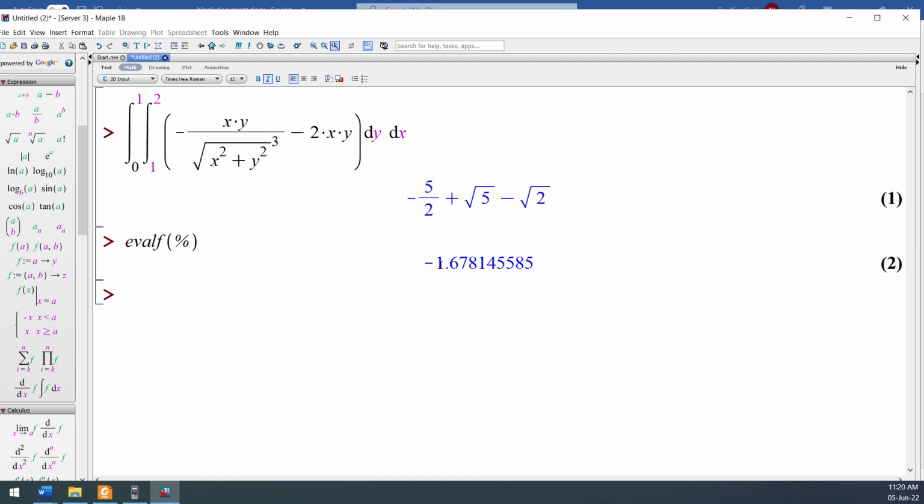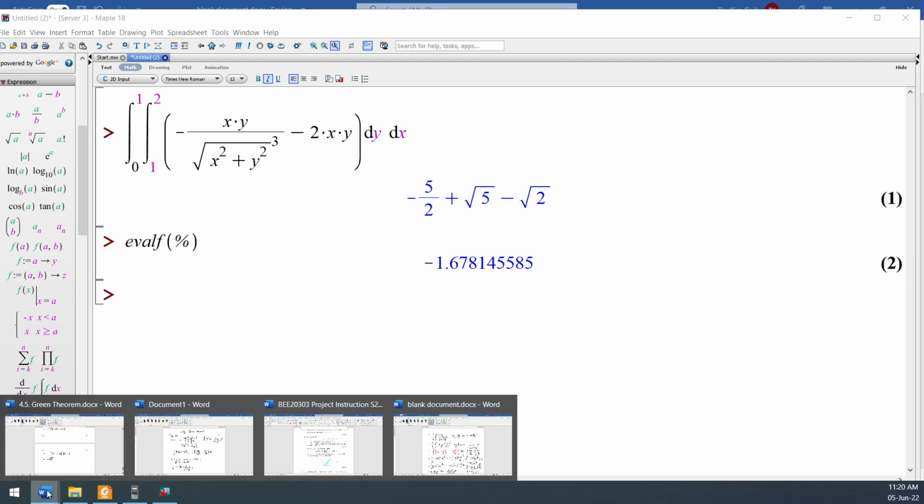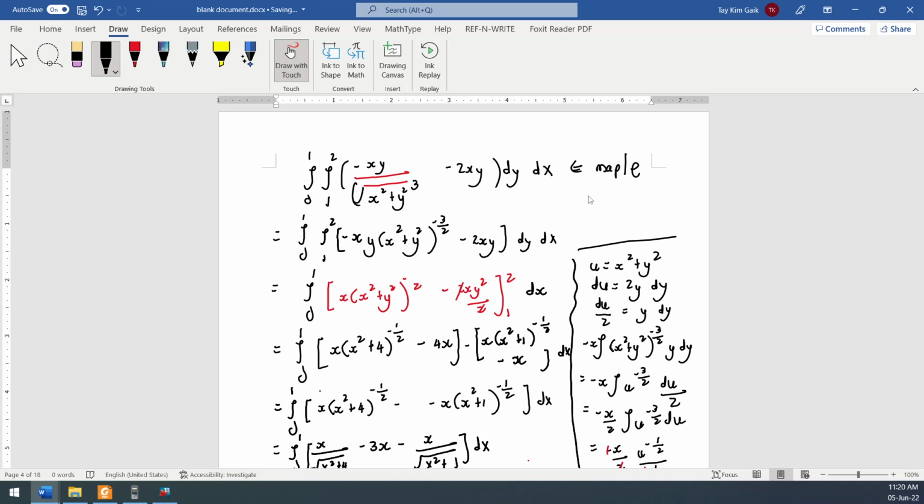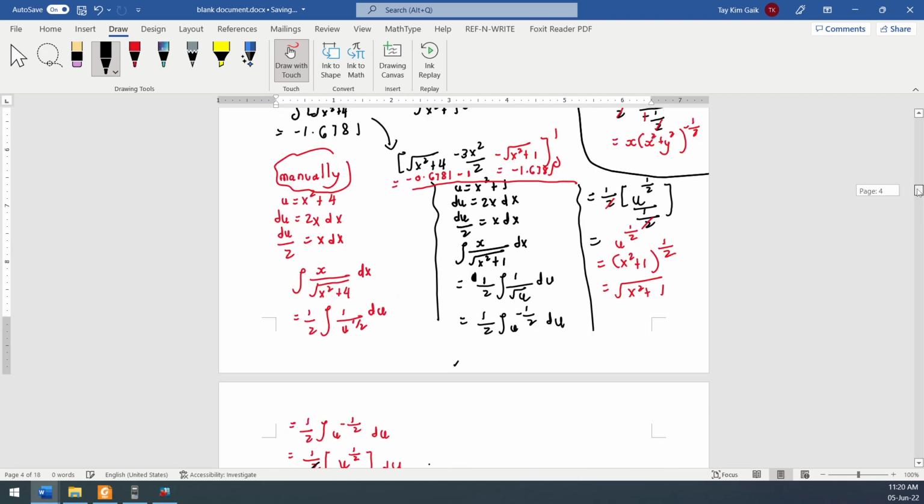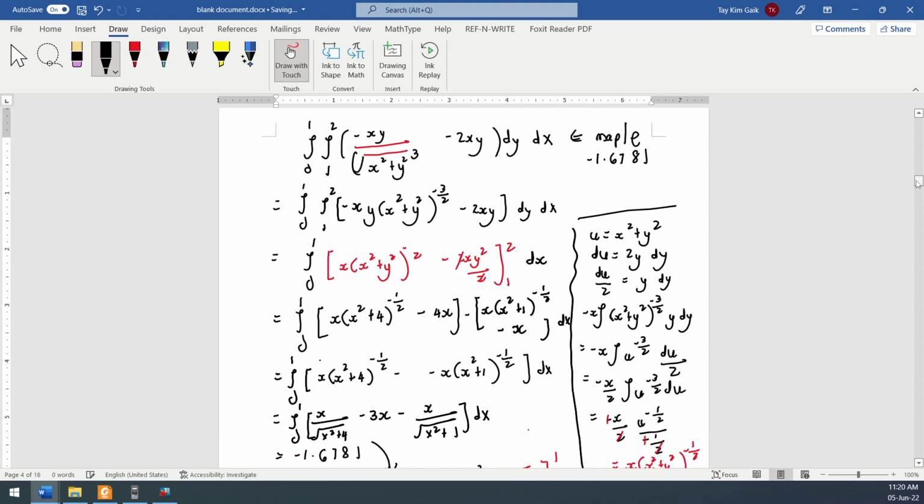Changing to floating point, negative 1.6781. That means direct from Mapper, negative 1.6781. Okay, and then if you want to integrate manually, replace x squared plus y squared as u. Then you obtain the answer: negative xy times (x squared plus y squared) to the power negative 3 over 2.